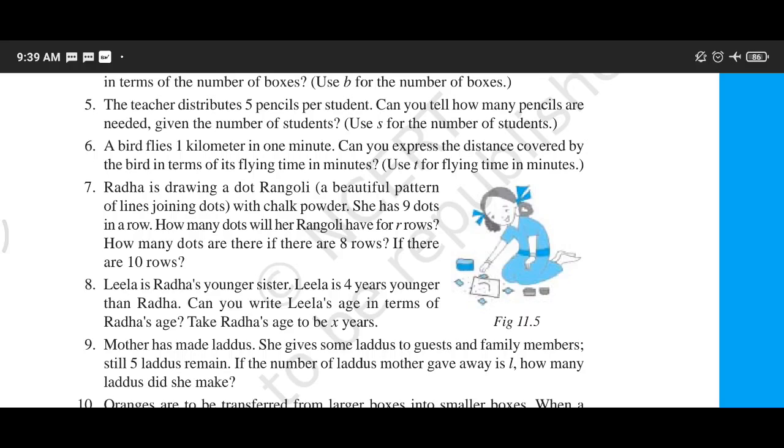This is question number 7. Radha is drawing a dot rangoli, a beautiful pattern of lines joining dots with chalk powder. She has 9 dots in a row. How many dots will her rangoli have for r rows? And how many dots are there if there are 8 rows? Or how many dots are there if there are 10 rows? So one by one we will calculate all of these.